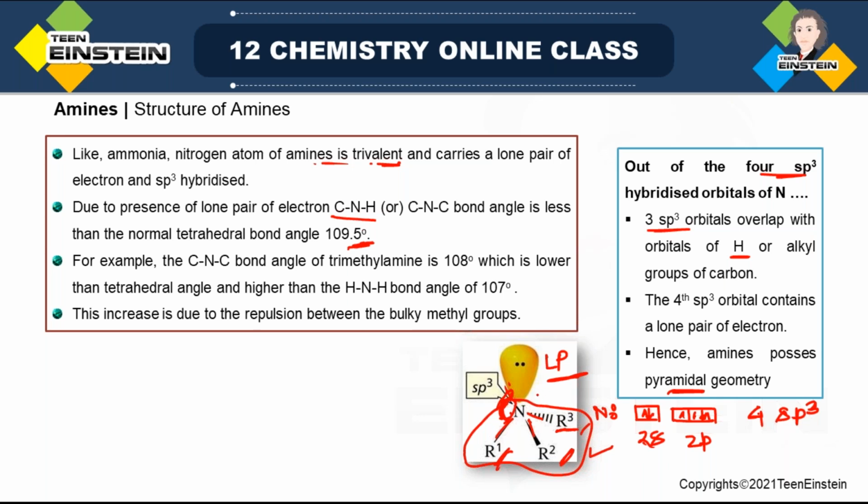Suppose R3 is carbon, so it is CNC. Sorry, this is if it is H. Suppose it is H, then this angle, these two being carbon, will be CNH. Similarly, this angle is CNC. So any of these angles will be lesser than the standard angle we know for tetrahedral geometry, which is 109, because there will be lone pair-bond pair repulsion, and to avoid that repulsion the angle will be slightly decreased.